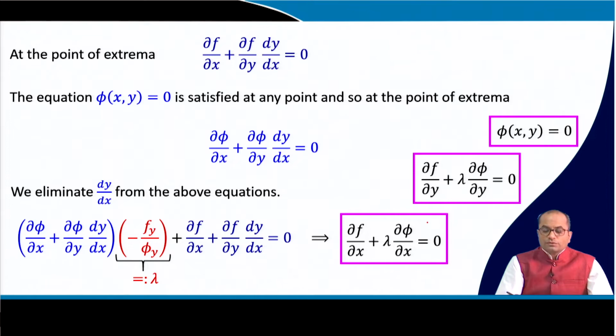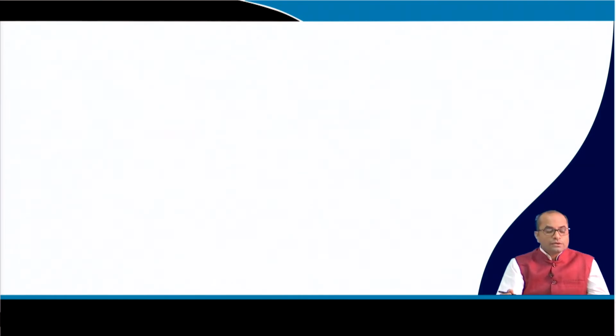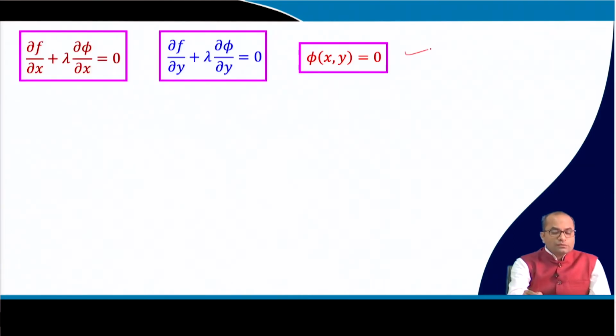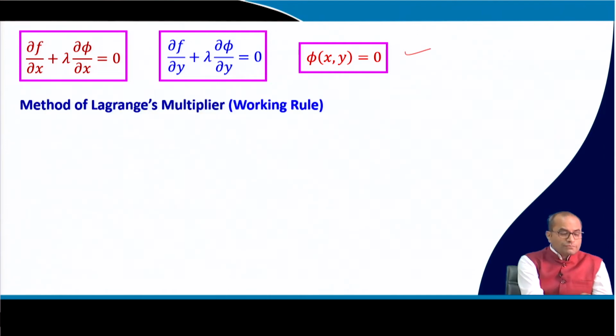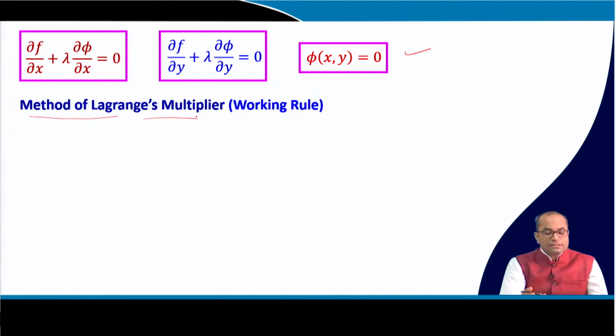How many unknowns do we have? Of course, we will calculate x and y, and also lambda is unknown because we have introduced this new symbol lambda. So, we have x, y and lambda. We have three equations and three unknowns, and we will see that we can solve these equations and get x, y and lambda. How do we remember these three equations which need to be solved to get these candidates for extrema? This is the so-called method of Lagrange multiplier.